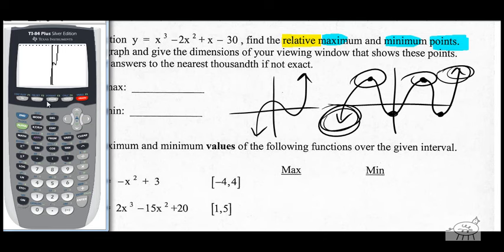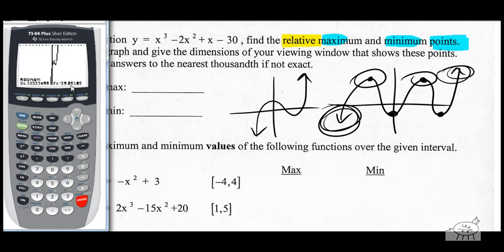So now what I'm going to do is second, calculate, and let's find the maximum point first. So we're going to do 4. And it's nice, it's right on the left of it. So we're going to hit enter for our left point. Then we're going to cursor over a little bit, and make sure it's on the other side of it. Hit enter, and then guess. Okay, so that is your maximum point: negative 0.333, rounded to the nearest thousandth, comma, negative 29.852.